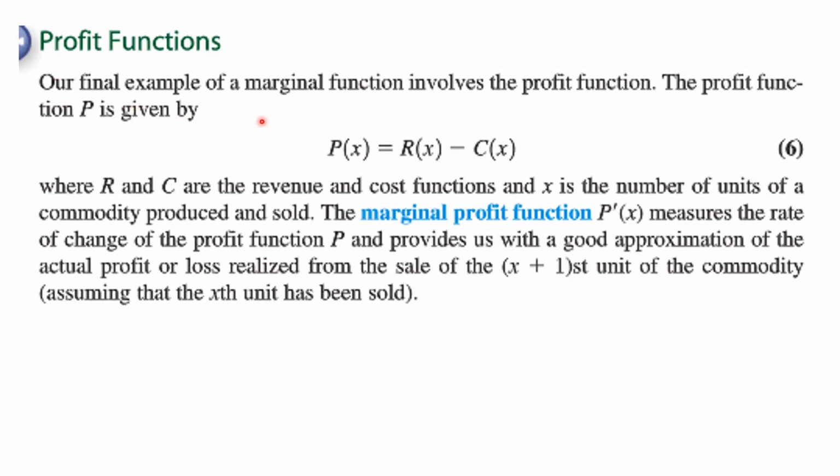Our final example of a marginal function involves the profit function. The profit function is revenue minus cost. It could be positive or negative. And so the marginal profit function is the derivative of that. And that measures the rate of change of the profit function and provides us with a good approximation of the actual profit or loss realized from the sale of the x plus first unit of the commodity, assuming that the x unit has been sold.